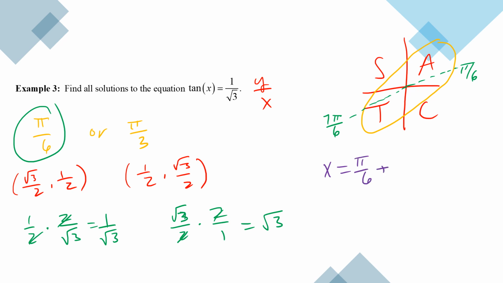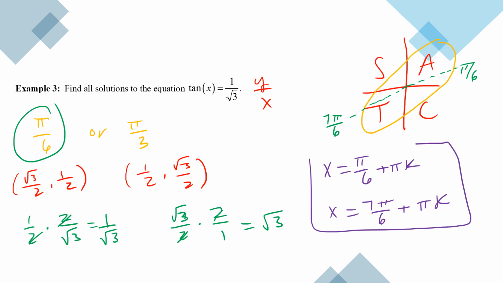plus 2 pi k. How long does it take for tangent to repeat? 1 pi. So it's pi k. That's interesting, because it's tangent. And we get the other one as also plus pi k. Remember, tangent is going to be just pi. It's only one period long.